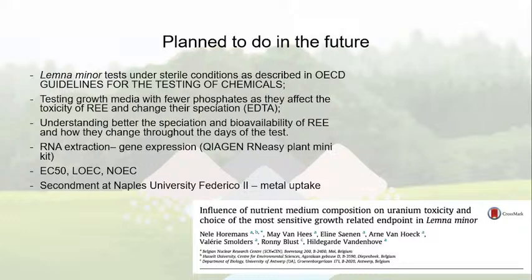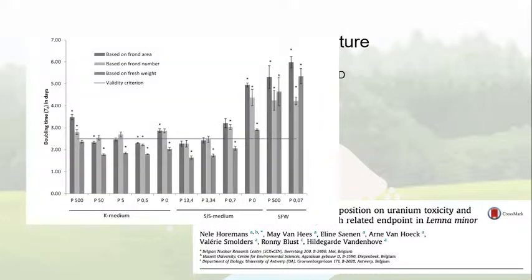So about what I mentioned before about the growth media, I found this work about the influence of nutrient medium composition in Lemna minor, but they used it on uranium toxicity. What they did was some tests with different media, and in my case I'm using the SIS medium. But for the test to be valid, the doubling time should be 2.5 days. Because of that, I really can't remove phosphates at all. With phosphate 0, the doubling time would be so long that the test is not valid anymore.